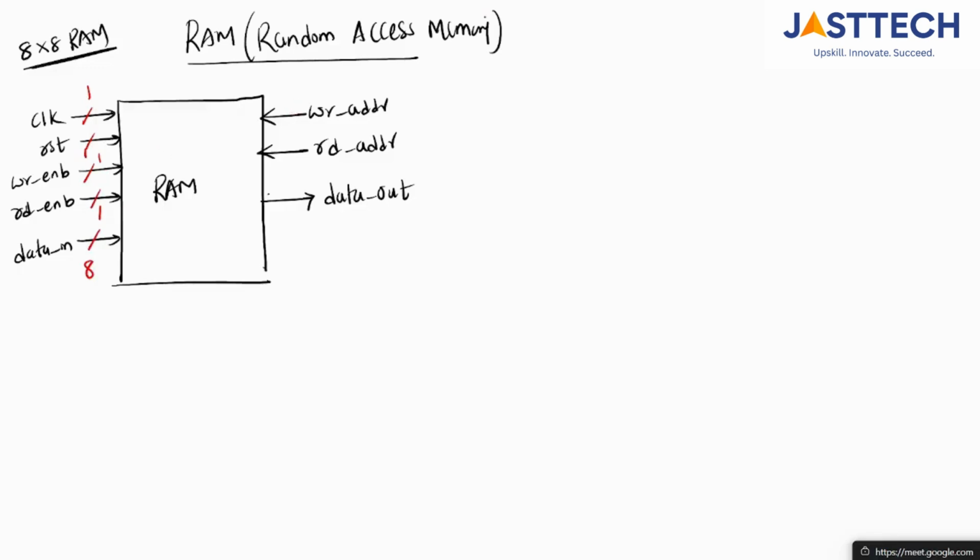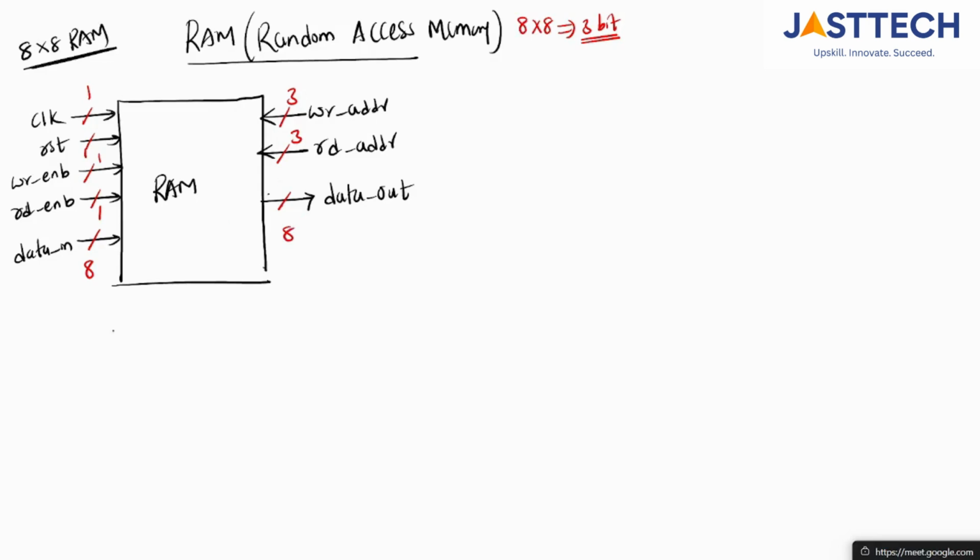This is an 8x8 RAM, so the address will be what? 3 bit. Read address and write address are all 3 bit. Okay, so read address and write address are 3 bit, and data out is 8 bit.